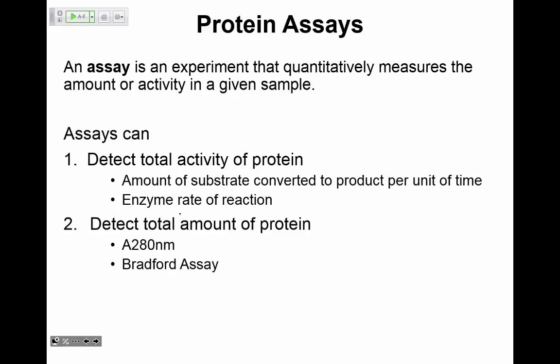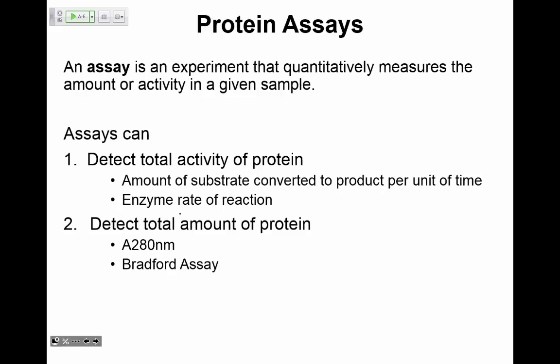Total activity of a protein is just the amount of substrate converted to product over time. So make sure you start getting this into your head. What is activity? It's the amount of substrate or reactant converted to product over a unit of time. So I produced 100 nanomoles of NADH per minute. That is my activity of GAPDH.